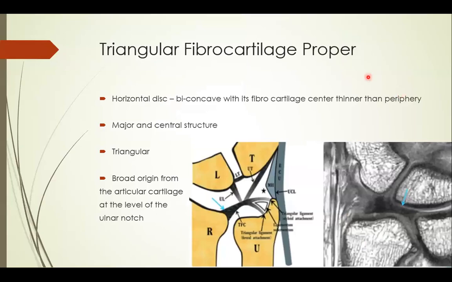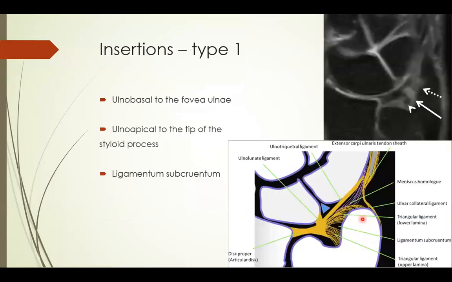Now coming to the individual components, what is the TFC proper? It is a horizontal, biconcave disc structure with its fibrocartilage center thinner at the center than in the periphery. As you can see here, it's triangular in shape, and it's a very important structure regarding the stability of the TFC and the ulnocarpal joint. It has a very broad origin from the articular cartilage at the level of the ulnar notch. It has two types of insertions.